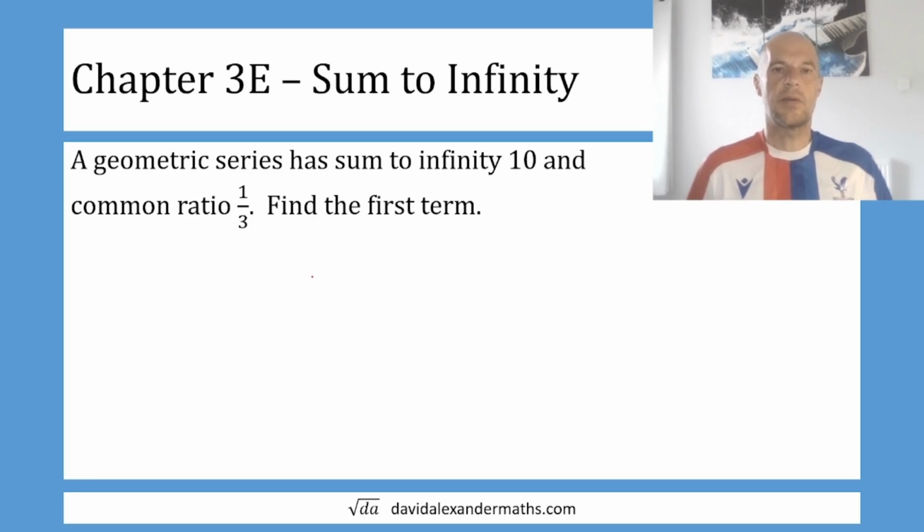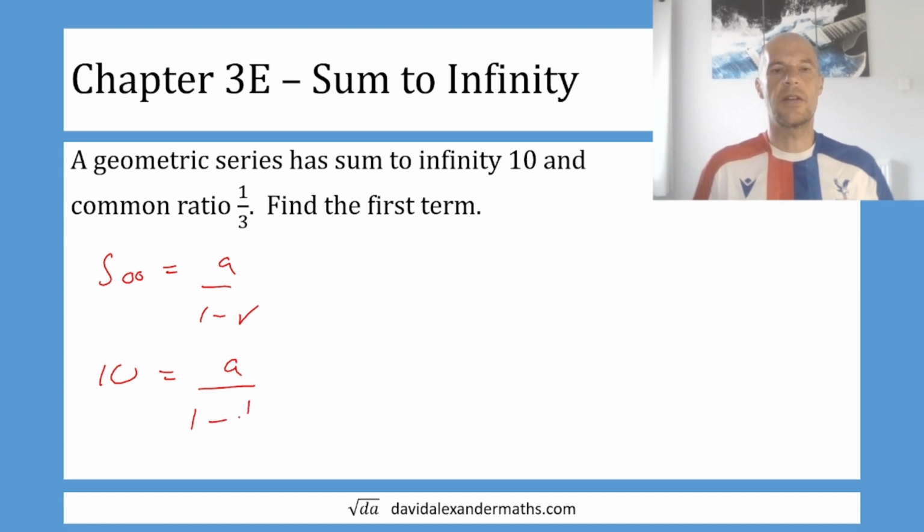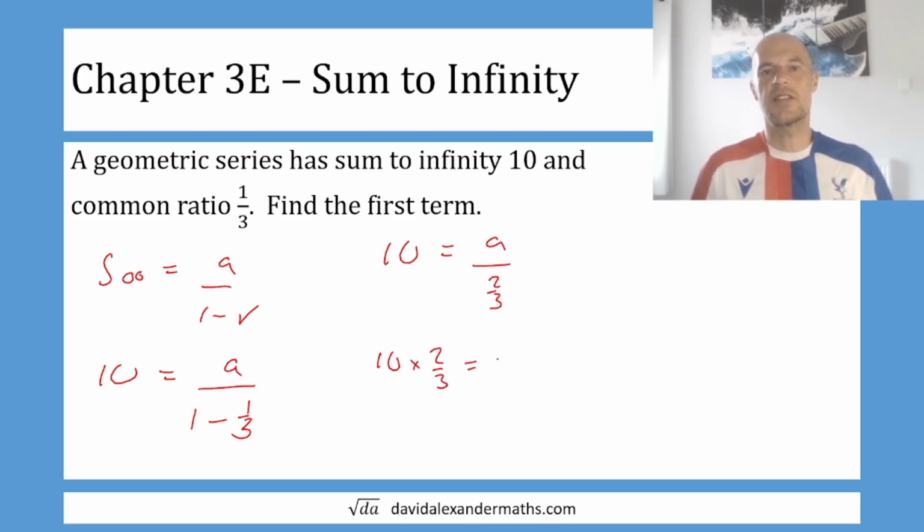Okay, so here, again, working backwards to find the first term. So the sum to infinity is a over 1 minus r. Here the sum to infinity is 10. We want to work out the first term. We want to work out a. So that's 1 take away 1/3. So that's 10 equals a over 2/3. So 10 multiplied by 2/3 is a. So a is 20 over 3.